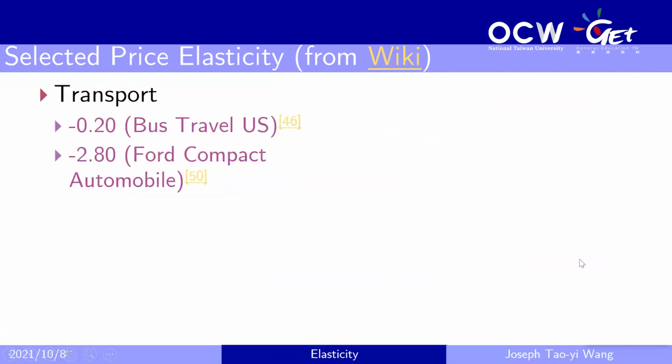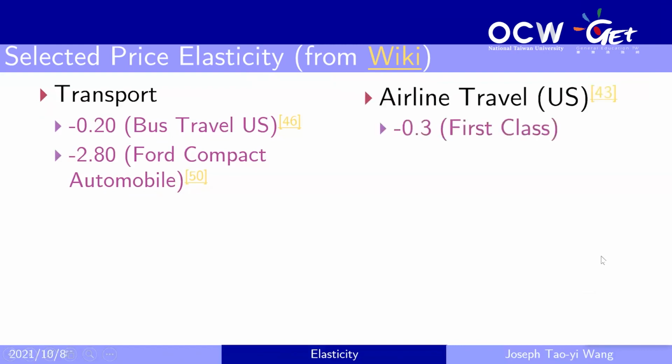Transportation. Well, bus, 0.2. Yeah, so even if the bus prices go up, if you rely on the bus to commute, you can't go and buy a car the next day, right? So in the short run, it's not easy. But if we're thinking about a particular car model, like the Ford compact car, the price elasticity is 2.8. So if the Ford compact car is so expensive, I will go and buy a Toyota or a Honda or these other cheap brands.